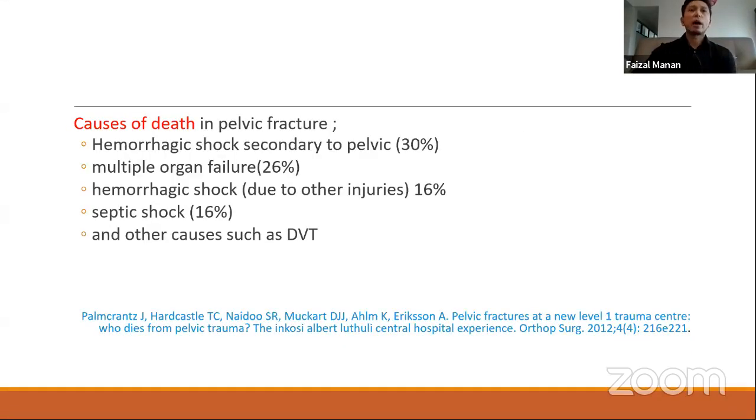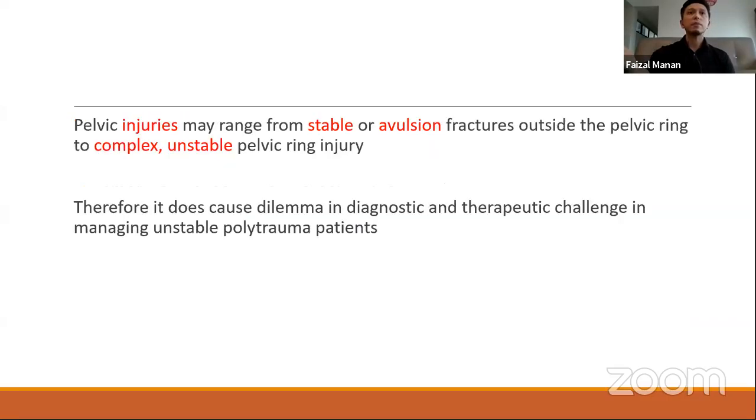There are many reasons why a patient could die from a pelvic fracture. Most common will be hemorrhagic shock secondary to the pelvic fracture itself, and others from multiple organ failure. If a patient has intra-abdominal injury, intrathoracic injury, or bleeding from other long bones, the patient could die from hemorrhagic shock because of the other injuries, which account for about 16%. If a patient does survive the initial trauma itself, about 16% of the cause of death is secondary to septic shock, and other causes such as DVT.